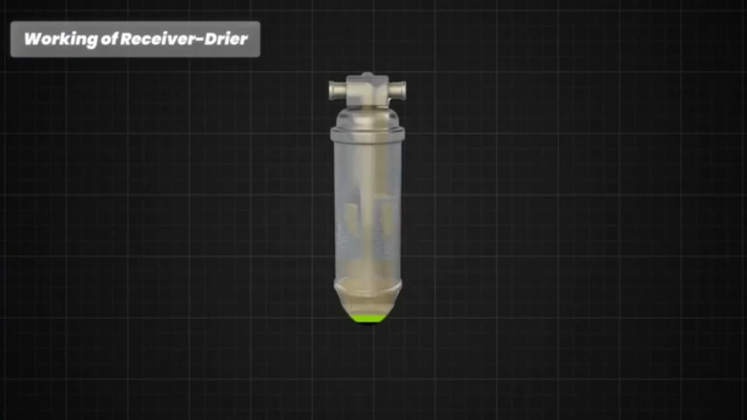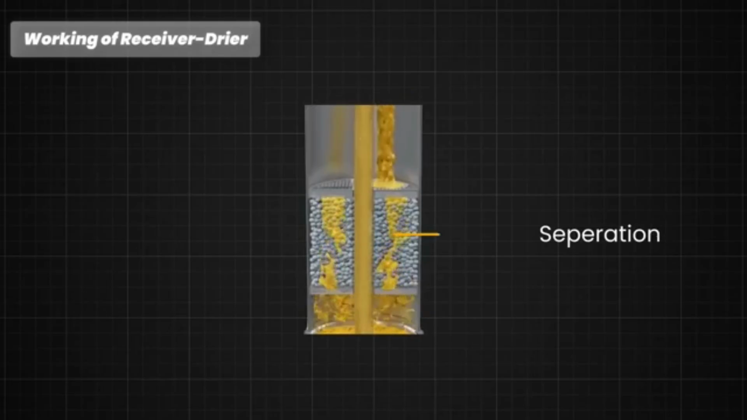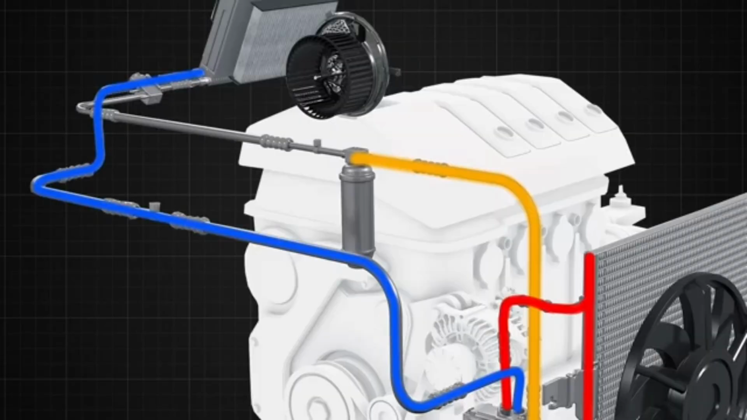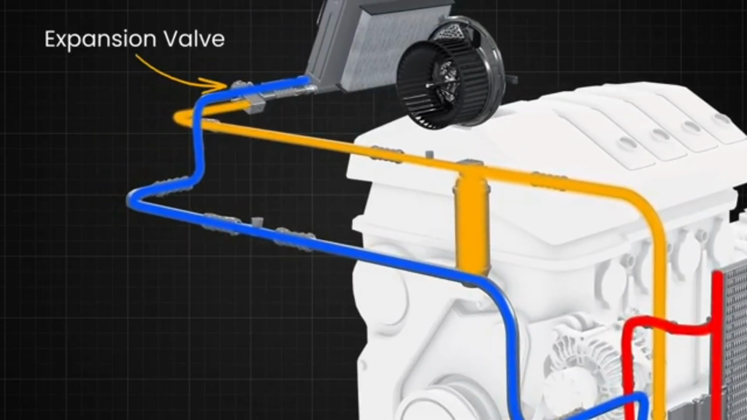The receiver dryer helps separate any remaining gas from the liquid refrigerant. The internal structure of the receiver dryer facilitates this separation, ensuring that only liquid refrigerant flows to the expansion valve. The filtered, moisture-free, and high-pressure liquid refrigerant exits the receiver dryer and flows towards the expansion valve.